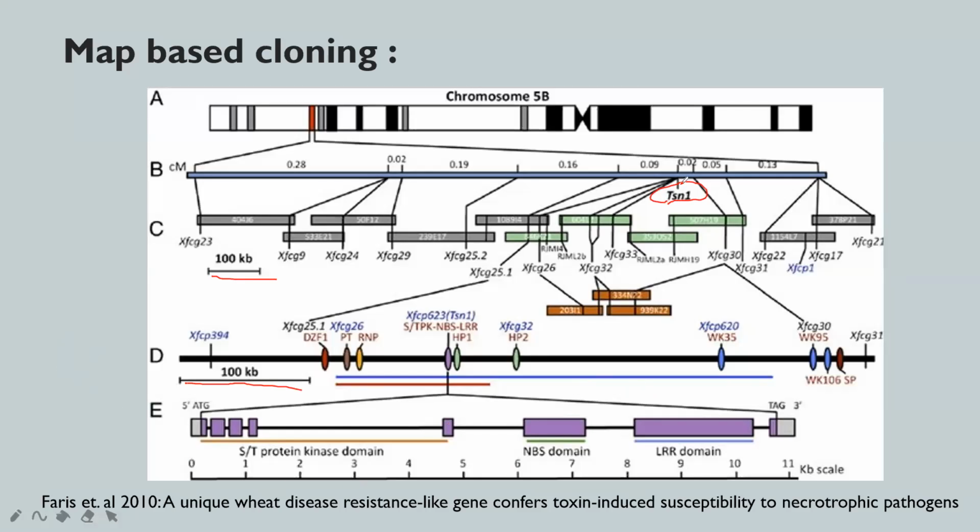So now we can easily say Tsn1 gene, and if it has homology with genes from other species, we can always say, well, this is associated with disease resistance to this particular pathogen.